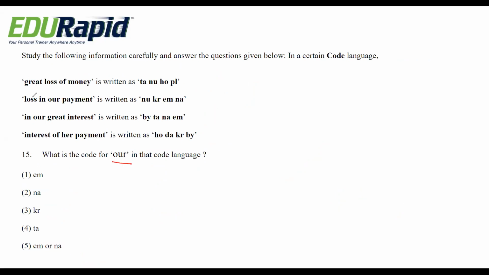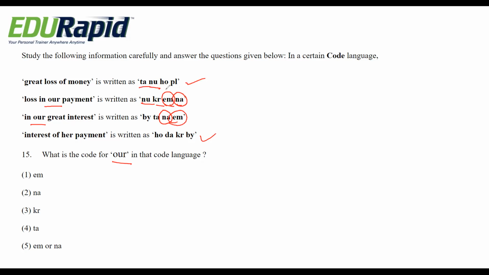In the first one, hour is not present. In the second one, yes, hour is present. And also in the third sentence, hour is present. In the fourth one, it is not present. Let me check with the second and the third sentence. NU is not present. In the third one, KR is also not present. EM also not. Yes, EM is present. NA is also present in the third sentence.